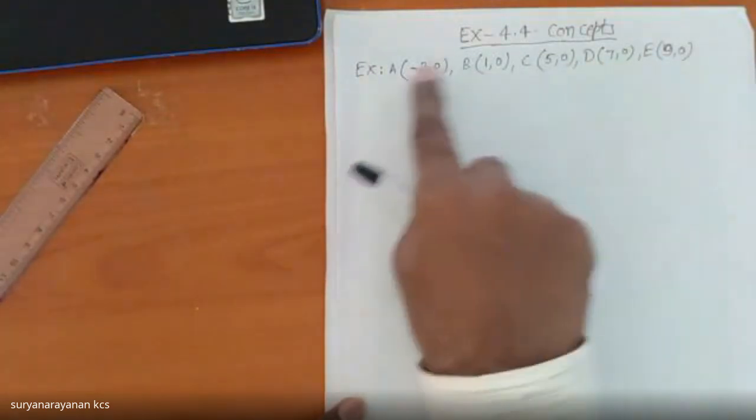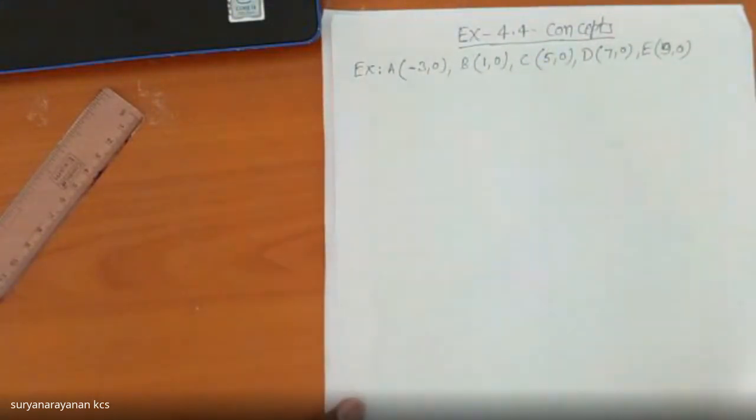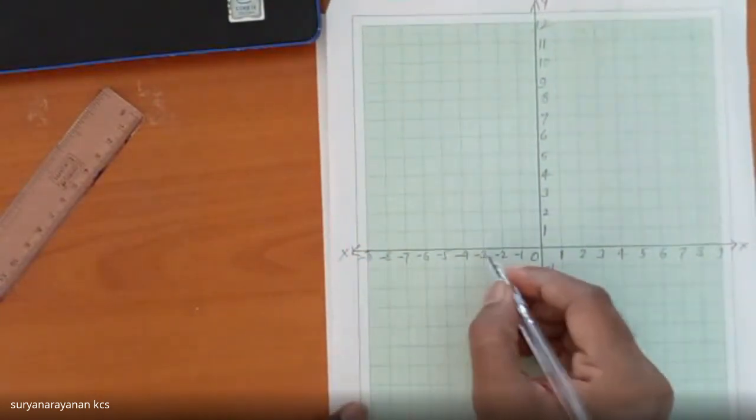Now let us plot all these points. Minus 3 comma 0. Here, see here minus 3 comma 0. We should do it in the graph sheet only. You should practice, you should write in graph book only. This exercise is also in the graph book only. Exercise 4.4 notes also in the graph book only.